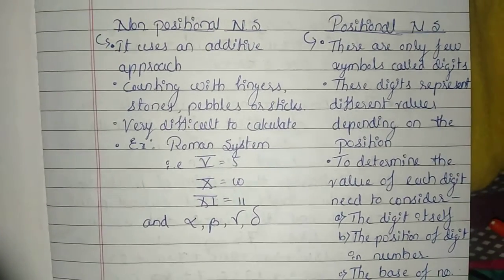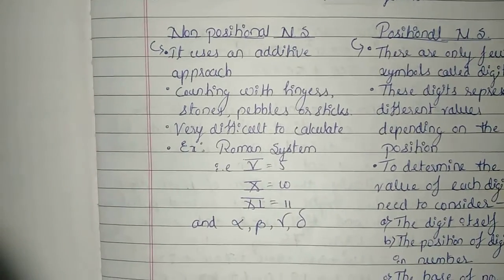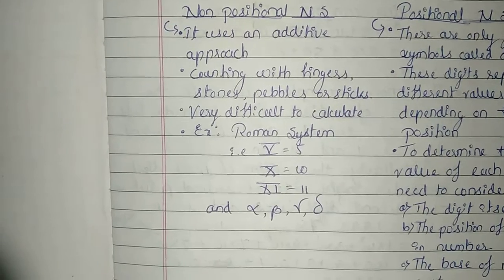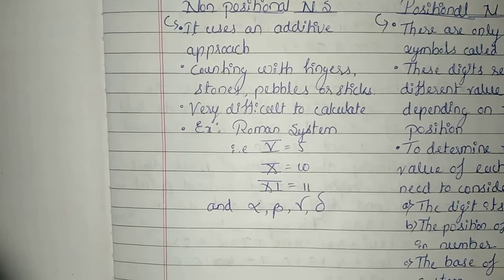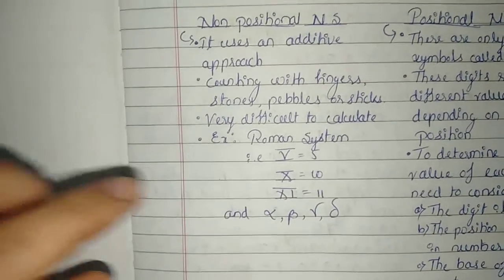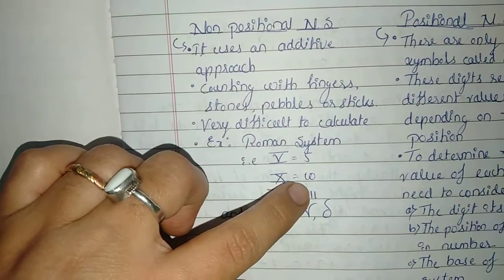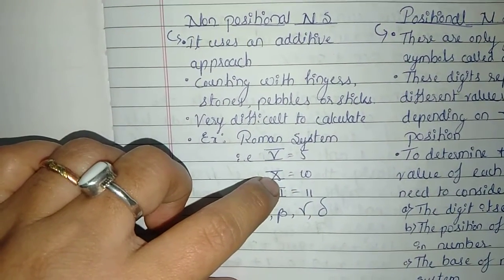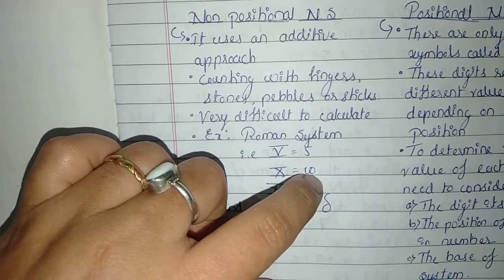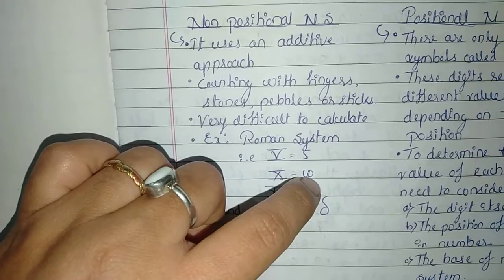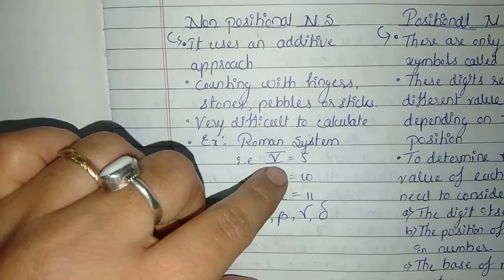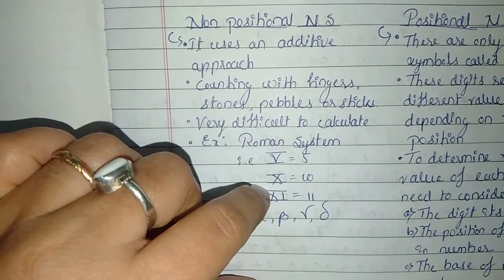Next we'll see an example. In the Roman number system, they write V for 5 and X for 10, but there is no position. Here we write 10 as X. In the decimal number system, 0 has the positional value 0 and 1 has the positional value 10, but in this number system there is no value for the position.